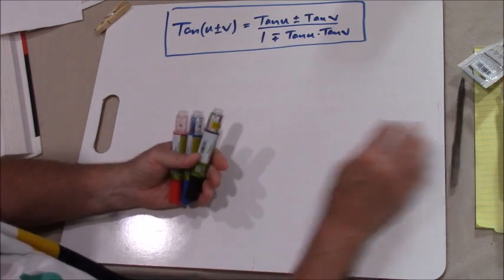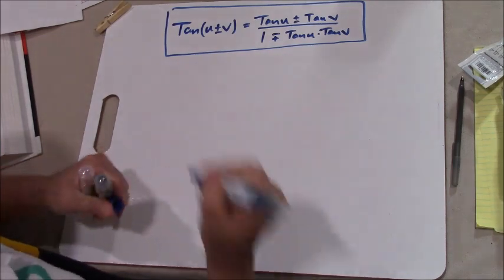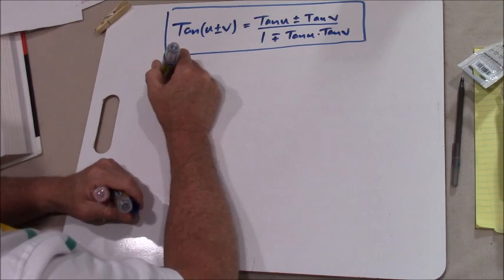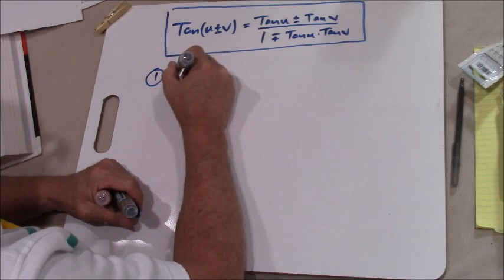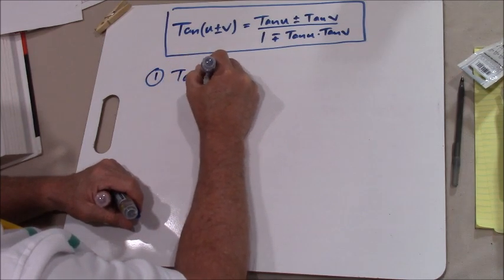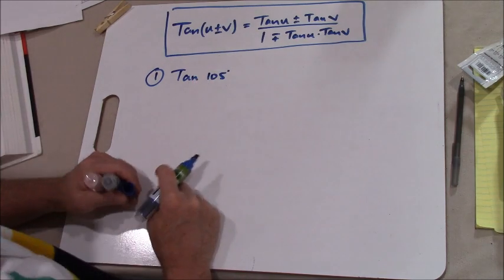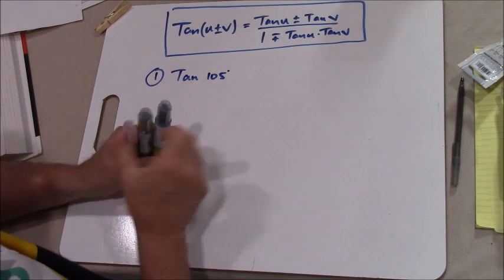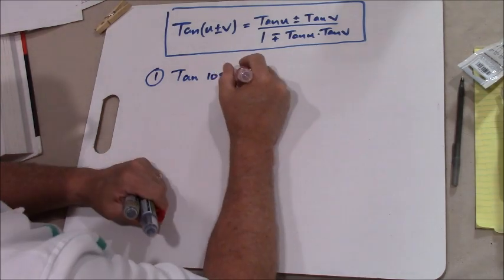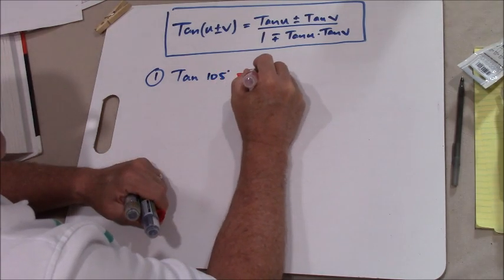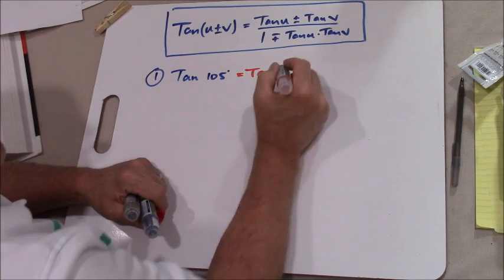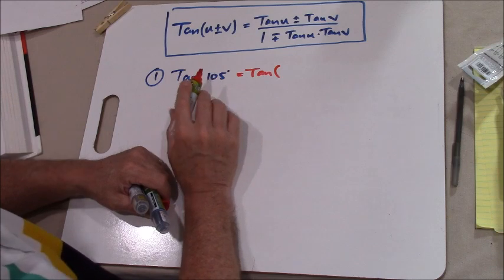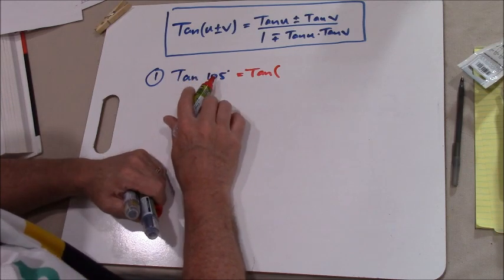So let's go ahead and try one of these. And we'll just do this together as a group. So if I had the tangent of 105 degrees, I'd want to look at that and say, okay, that's going to be the tangent of, and I have to think of two angles that I would add or subtract to get 105, where, same thing as before, one of them is 45 degrees.